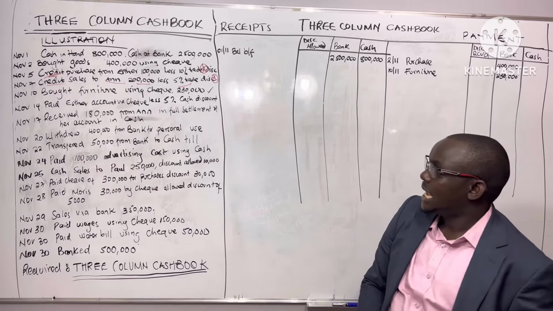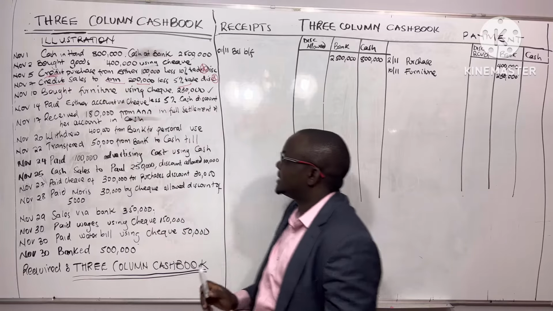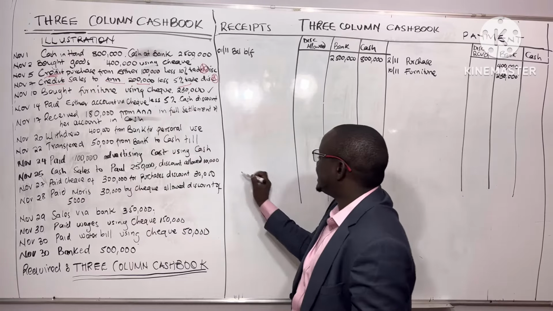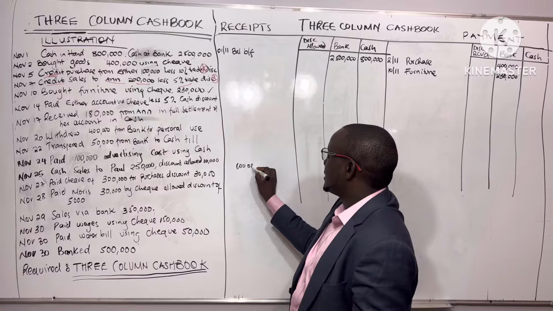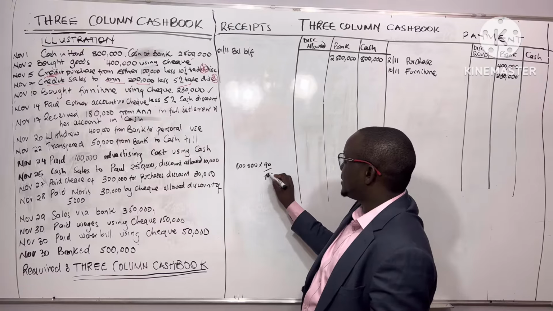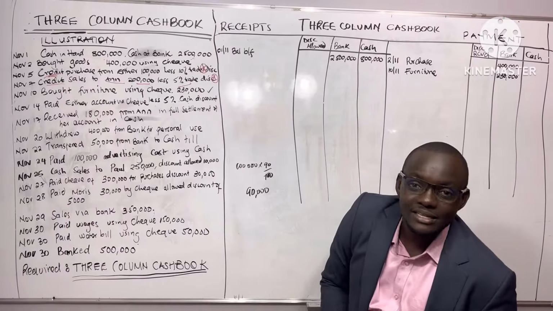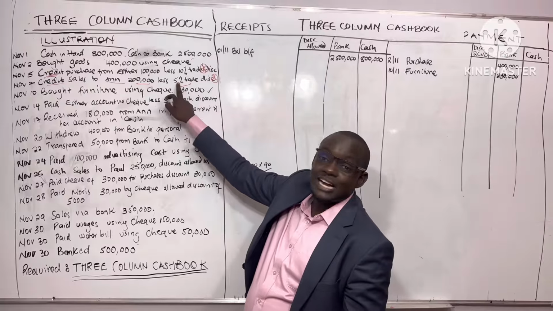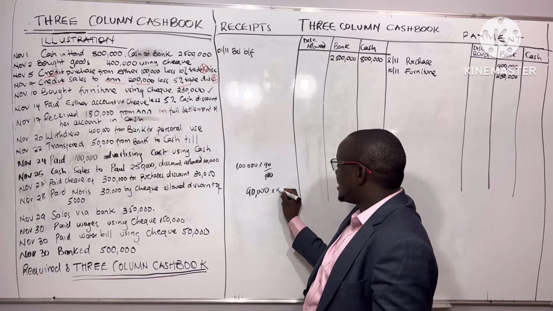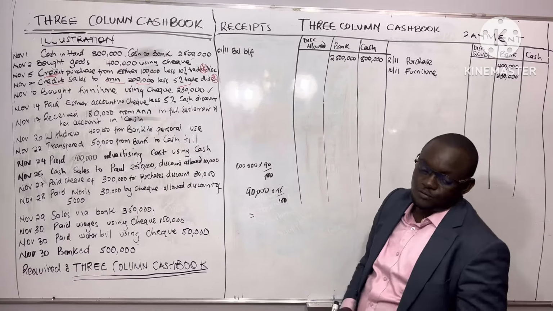November 14th, paid Esther's account via check less 5% discount. Esther's account was 100,000, but you minus the 10% discount first. That means we were supposed to pay Esther 90,000. So now we're supposed to deduct the 5% discount, so we are supposed to pay him 95% of this.